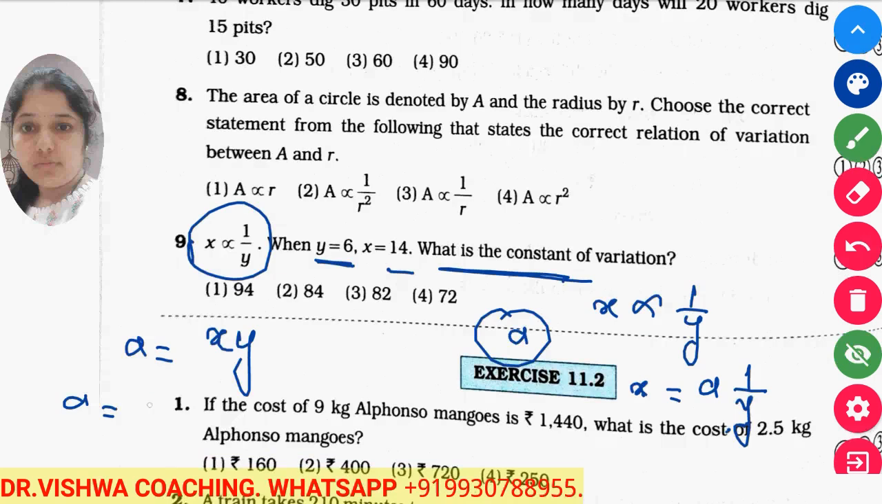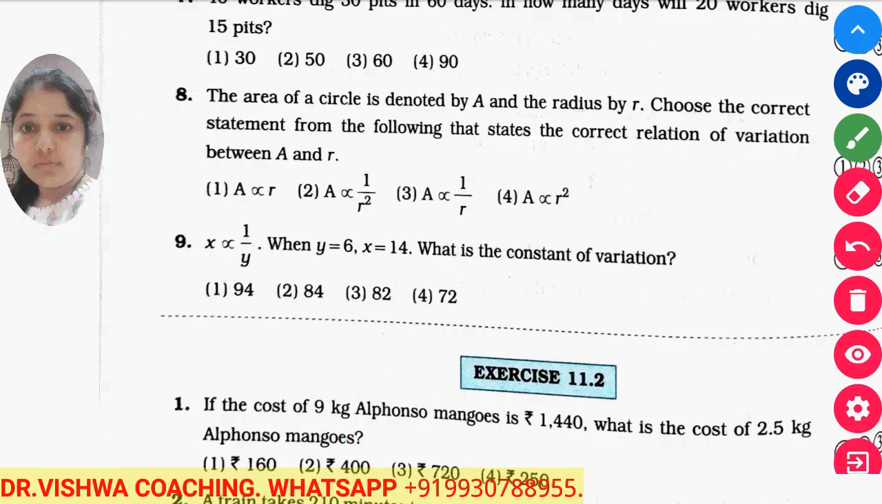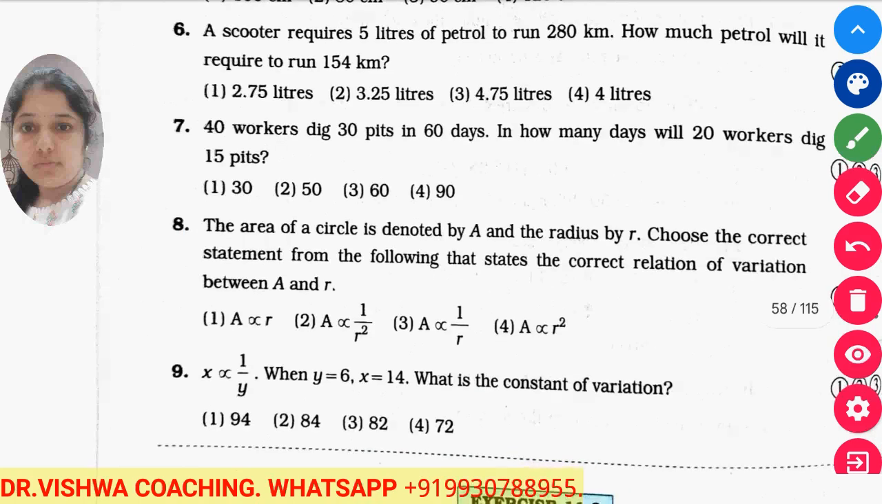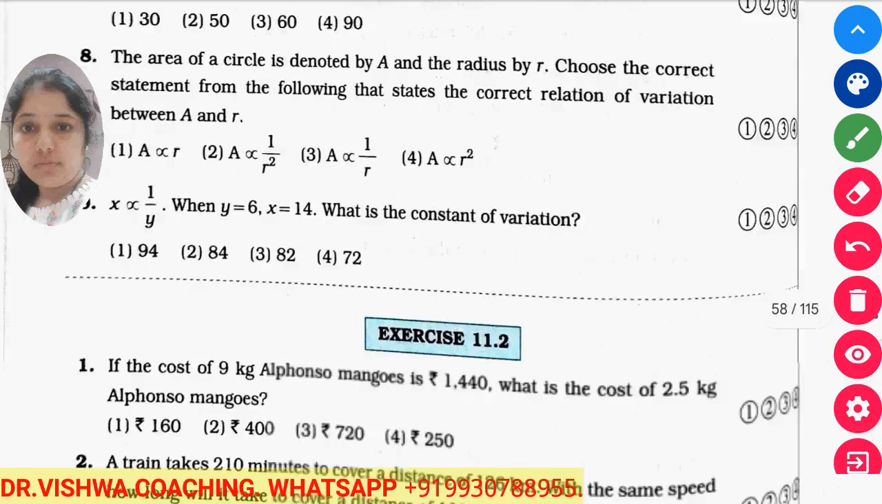So a is equal to 6 into 14. So a is equal to 14 6 are 70, no 82. So 82 is the correct answer here. Okay, sorry, 14 6 are 84. So 84 is the correct answer here. Okay, just check for this sum because it is very much confusing a little bit. The answer they given is 60 days, but I need to solve it again.